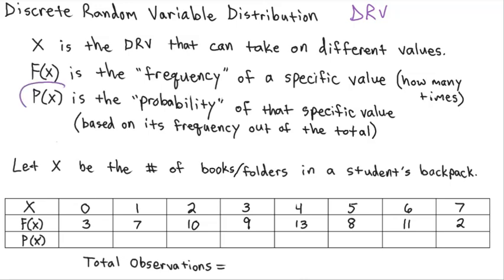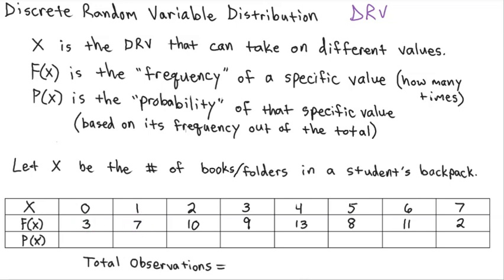And then p of x, that's the probability of that specific value. So in this box right here, we're going to put the probability that a person has 0 books in their backpack. This will be the probability that they have 1 book in their backpack. Okay, and to find the probabilities, we take the frequency out of the total. That's the first thing I want to do here, I want to identify all these probabilities. And in order to do that, the first thing we have to do is identify the total number of observations. And the way we're going to find that is we're going to add up all of the frequencies.